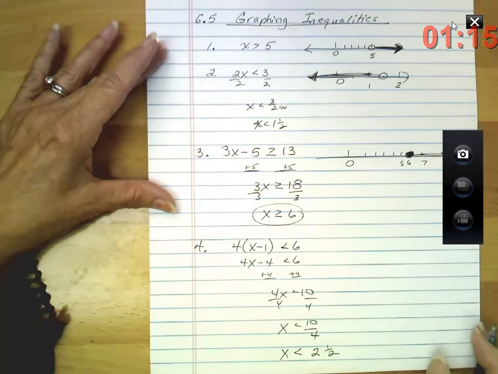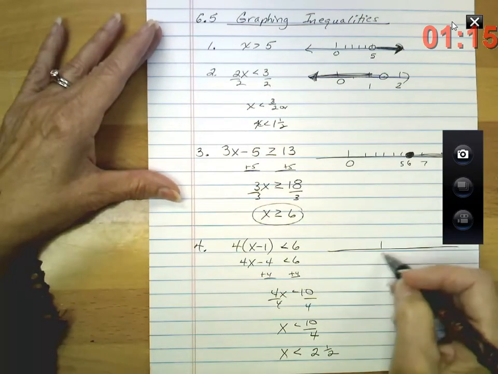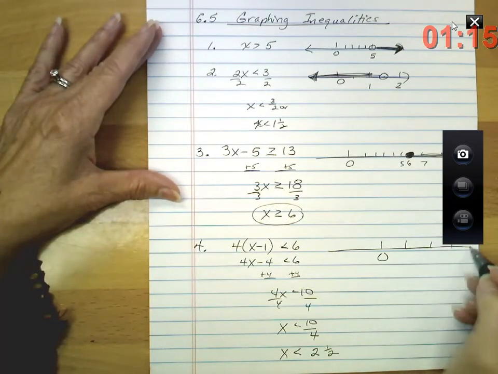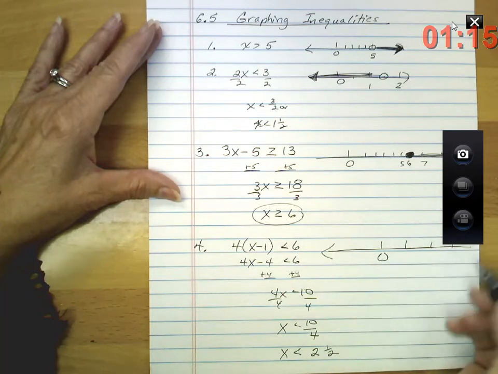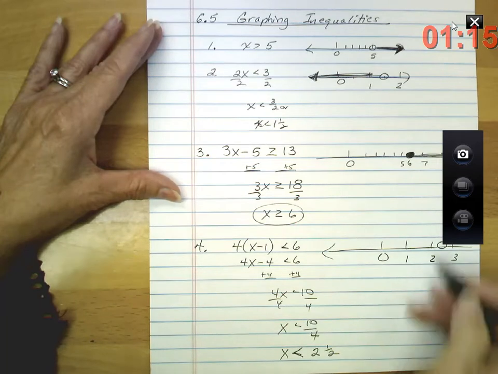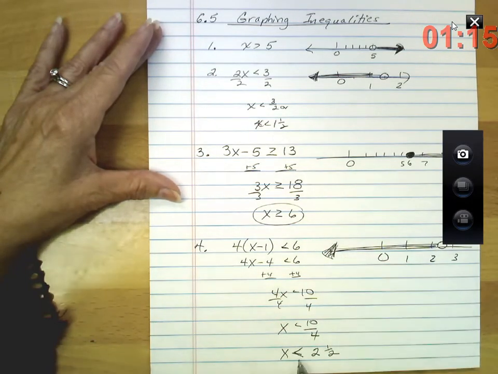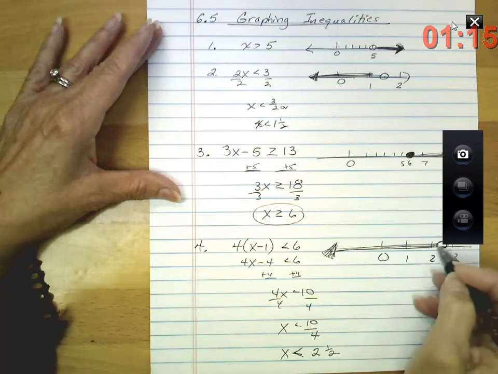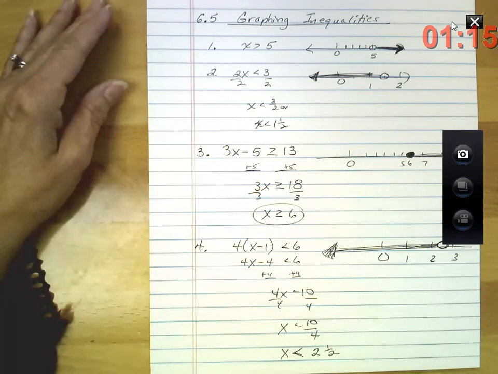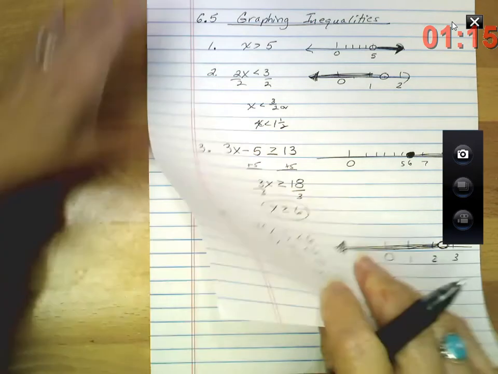Okay, so x is less than 2.5. Here's 1, 2, 3, so there's 2.5. It points that way, so you shade that way. It's just less than, so you leave it open. Okay? Here, I'll show you these.